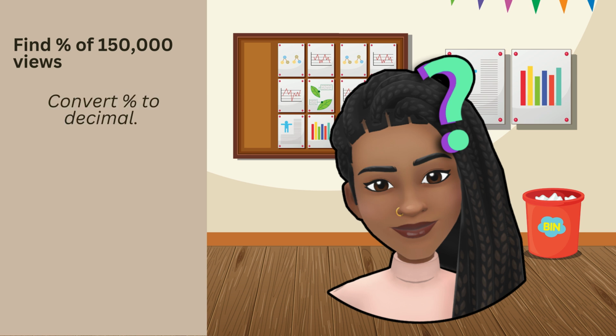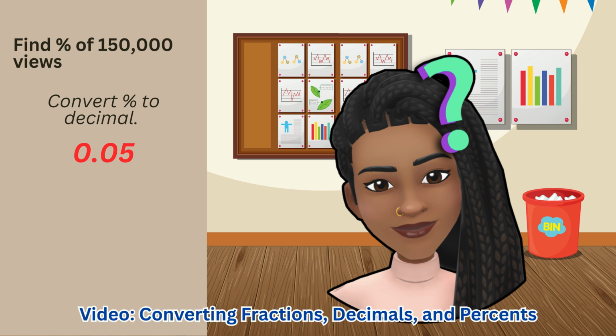First, we'll need the percent or decimal of the sample. 21 out of 400 views were full views in the sample. 21 divided by 400 is 0.05 or 5%. If you need help with conversions, check out the video Converting Fractions, Decimals, and Percents.